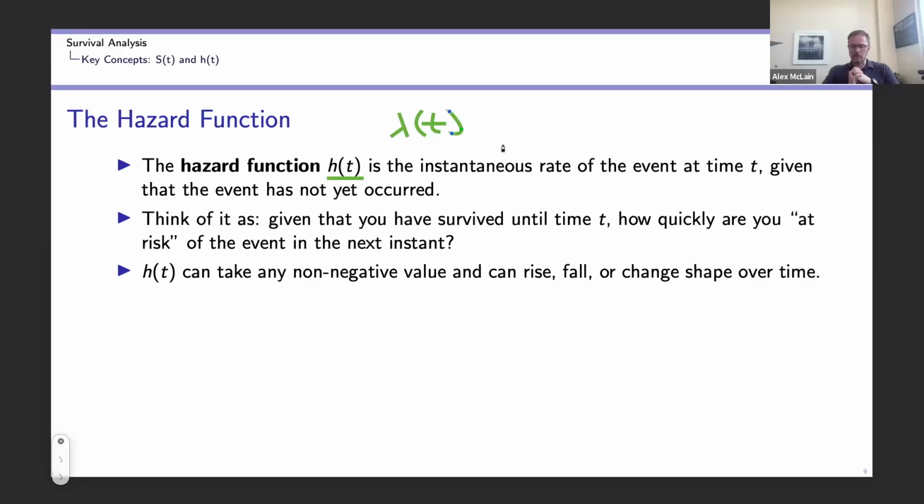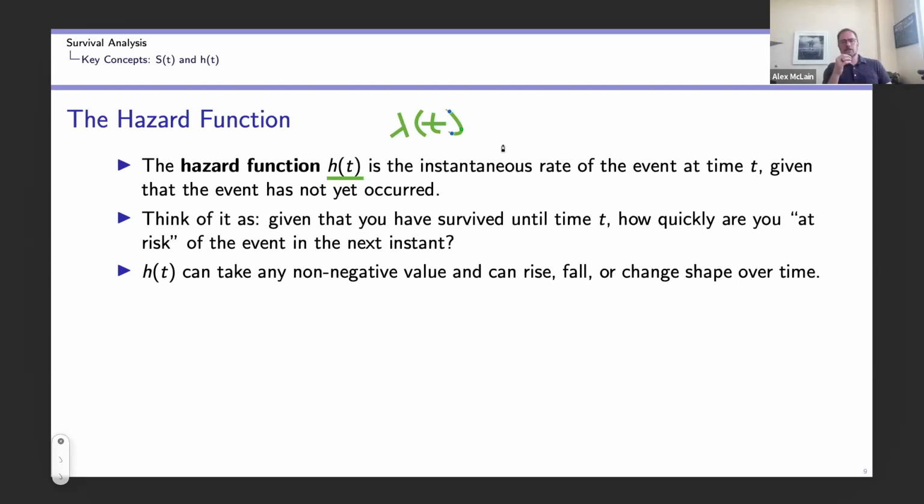So you can think of this as a rate of failure. What is the rate of events at a particular time? But it has this conditioning. So it's what is the rate of events at, say, 1 year, given people are still alive at 1 year? What are the rates of events at 5 years, given that they have survived 5 years? So it is an instantaneous rate of failure. So at a particular instant, what is the rate of failure given a person is still alive at that time?